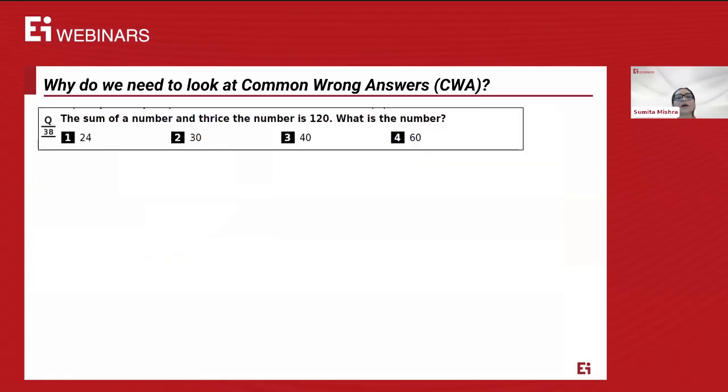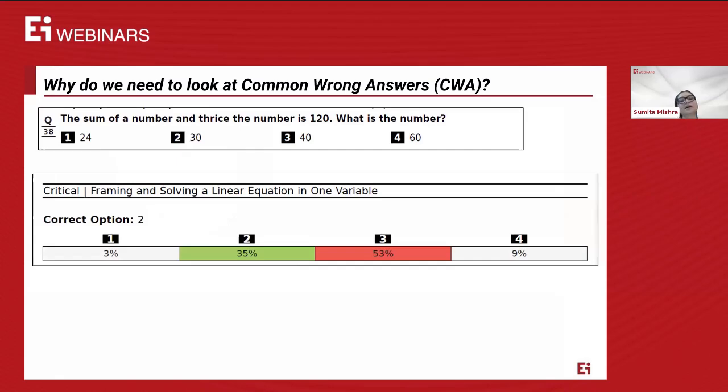So what do we mean when I say common wrong answer? Let us look at this question. This is a part of the report that we have. This is a very basic question asking for framing of a linear equation. The question reads, the sum of a number and thrice the number is 120. What is the number?